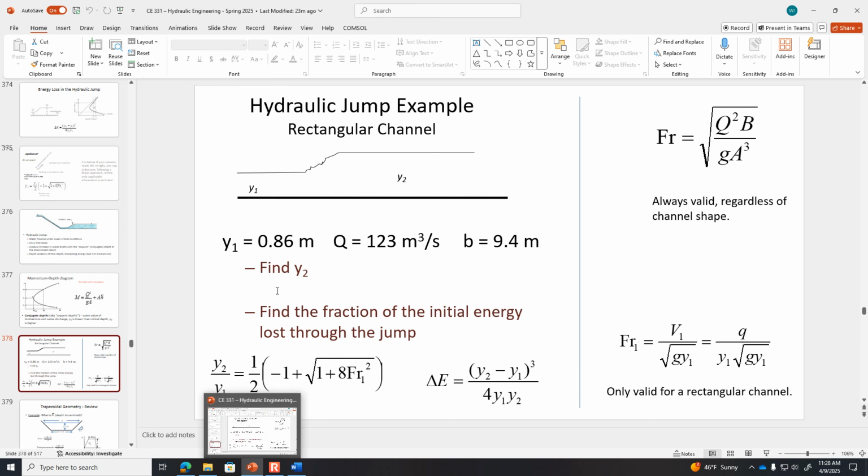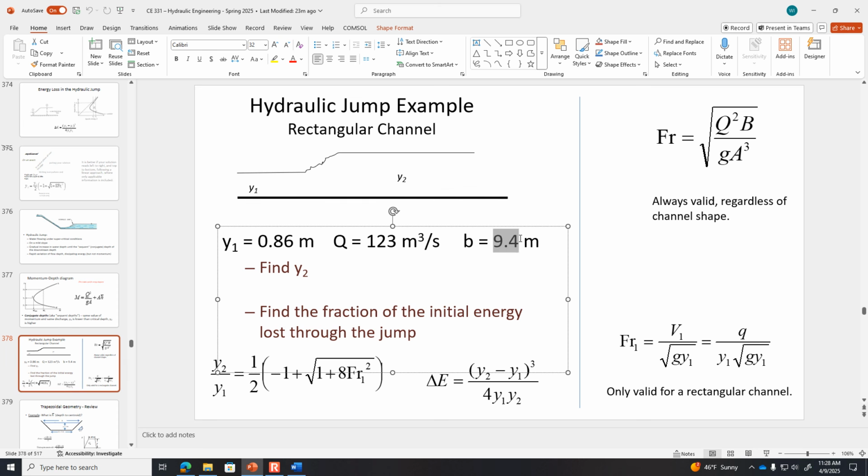Okay, so if we know the width of the channel is 9.4, and we know the flow rate, and we know the depth of flow, that gives us everything we need in order to determine the Froude number upstream. And by the way, if the Froude number upstream is anything less than 1, there's not going to be a hydraulic jump. There will only be a hydraulic jump if conditions are supercritical upstream. So what we're expecting to see is a Froude number greater than 1.